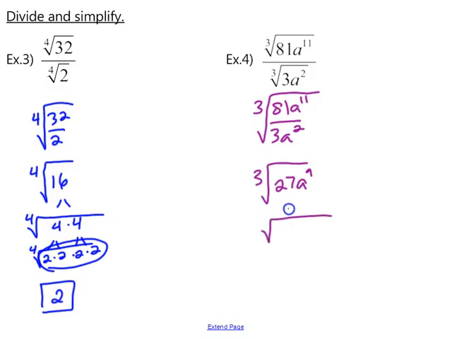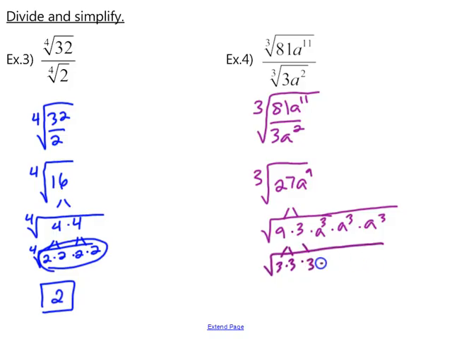So let's go ahead and break this down. 27 is equal to 9 times 3, and then a to the 9th, we can get that into 3 groups of 3. We have a cubed, and a cubed. That'll give us 3, 6, 9 a's. So we just need to break down our 9 one more time. 3 times 3, and then this 3 comes down, and then we have our a cubed, a cubed, a cubed. So again, here we have this group of 3.